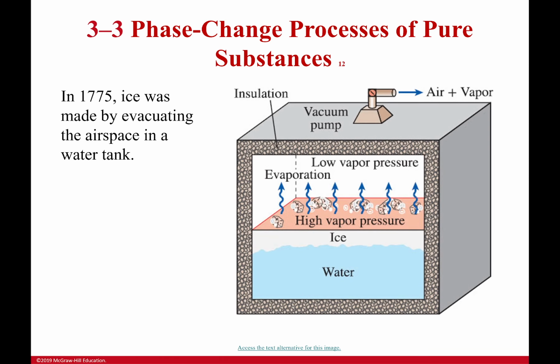Okay, last little detail. This is just a fun one, which I really like to bring in here. It's simply saying that in 1775, ice was made by evacuating the airspace in a water tank. So they wanted to make ice. How did they do that? They had liquid water, and they began to pump out the vapor. So this air above it was very, very low.